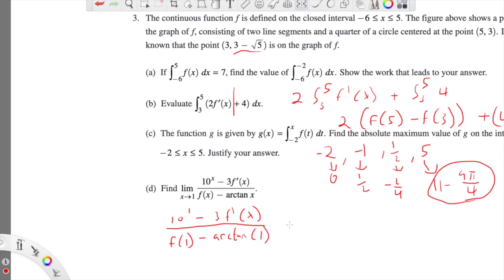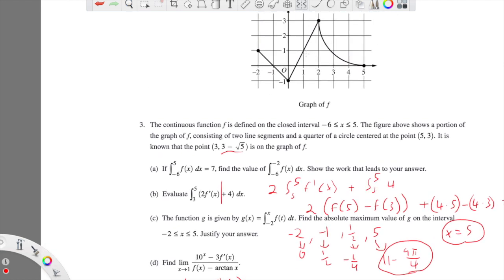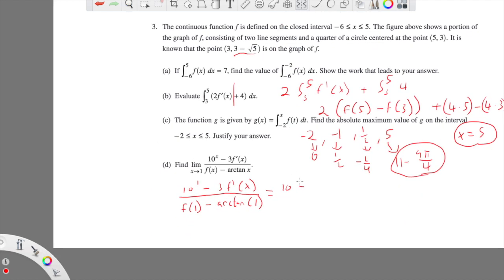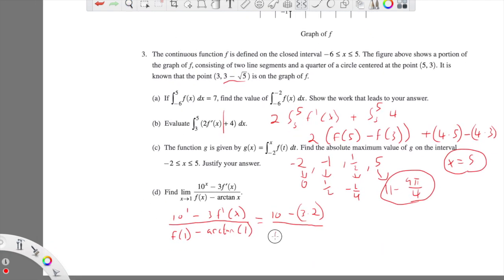And so 10 to the 1 is going to be 10. The slope at f of 1, right? So we go up here and we see that's going to be right over here. And the slope over here, the rise over run is 4 and the run is 2. So it's going to be 2, right? The slope is going to be 2. So the derivative at x equals 1 is going to be 2. So it's going to be 3 times 2 over f of 1. We go back here and we see f of 1 is going to be 1. 1 minus arctan of 1.